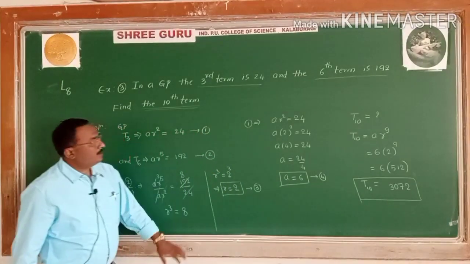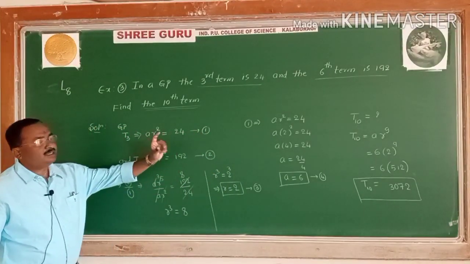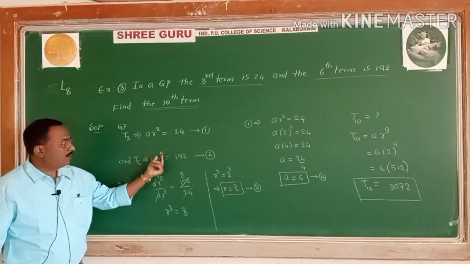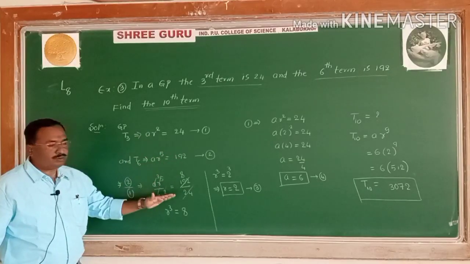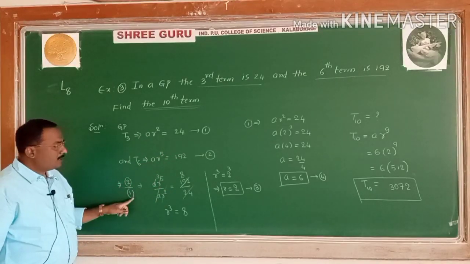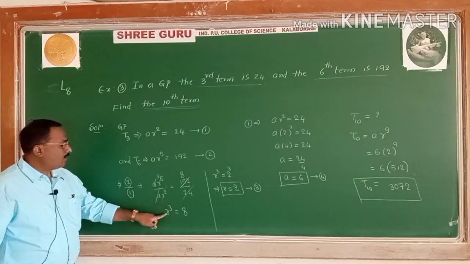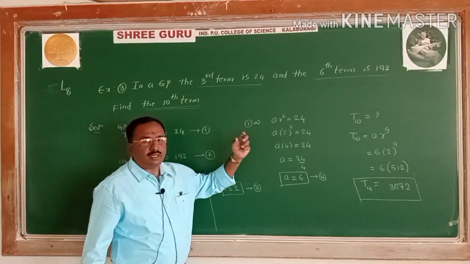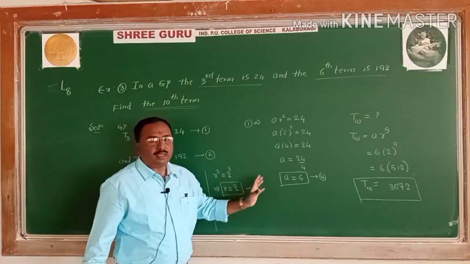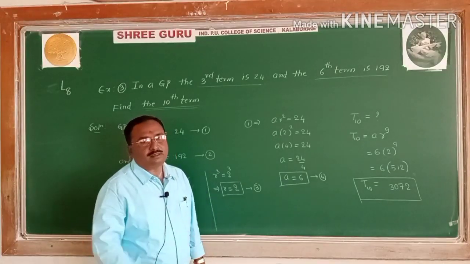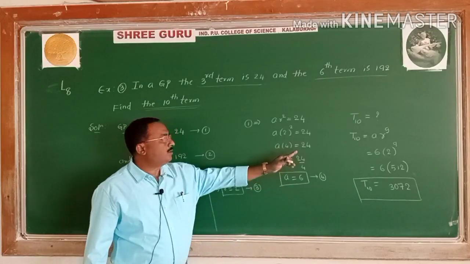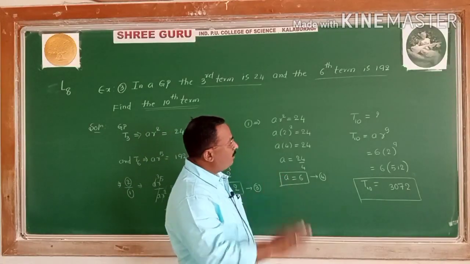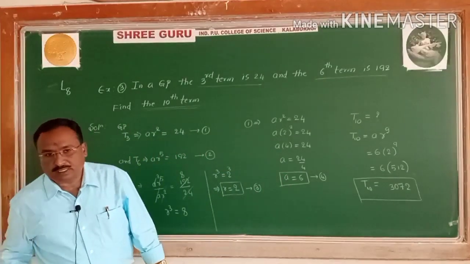Any doubt? Here, the third term is given and the sixth term is given. To find T10, the third term is equal to 24, the sixth term is equal to 192. Solve these two equations, ratio forms, divide. That is here R cube is equal to 8, R value is 2. R value substitute in any one of the equations, we'll get A value. A and R substitute in the T10 term. T10 is equal to A into R to the power 9. A value is 6, R value is 2. That is 2 power 9, 512. 512 into 6, 3072. That is the value.